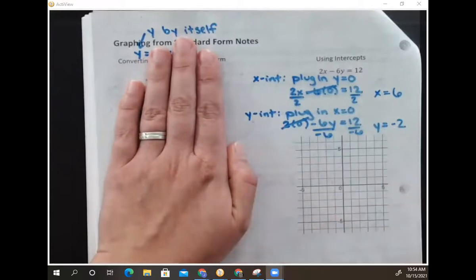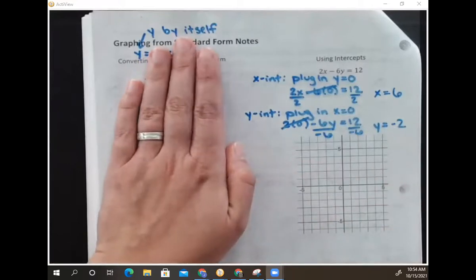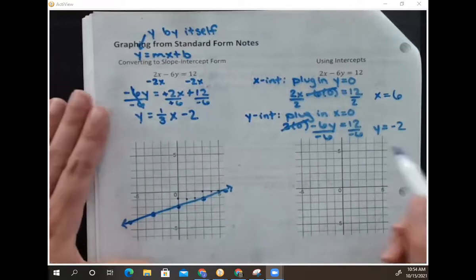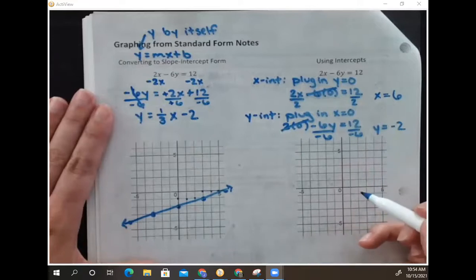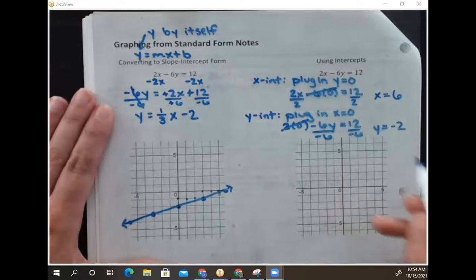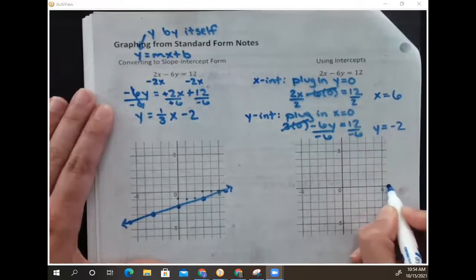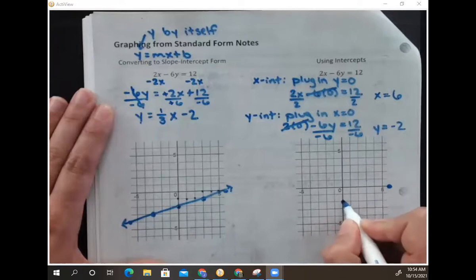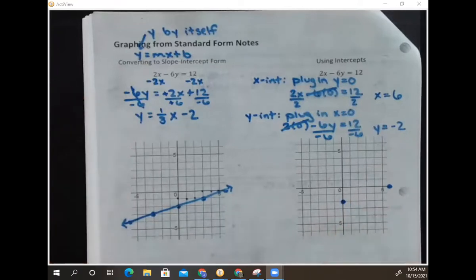So you could find the y-intercept first if you wanted to, and then find the x-intercept, or find the slope somehow. You would still have to do that other part. So once I know the x and y intercepts, I can plot them. So the x-intercept is 6. That means I cross the x-axis at 6. The y-intercept is negative 2. That means I cross the y-axis at negative 2.